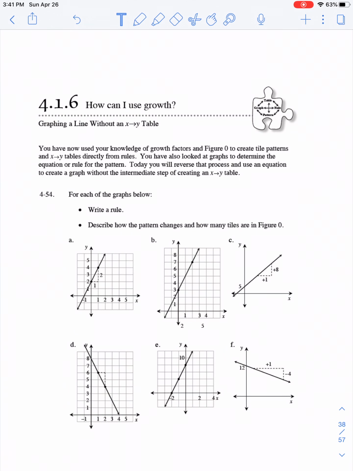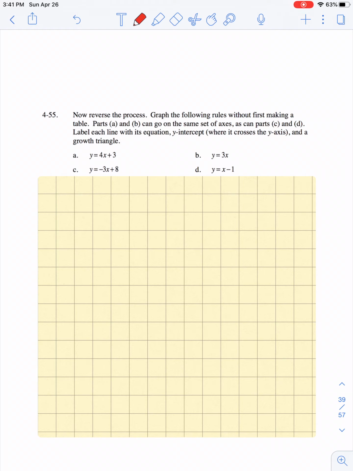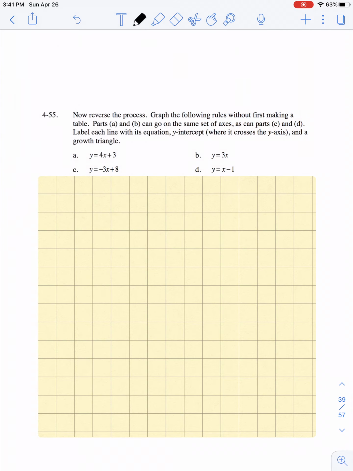All right, let's take a look at lesson 4.1.6, how can I use growth? So for 4-54, you are writing the rule for each one of these graphs. Remember that the rule is always written in y equals mx plus b. The one I actually wanted to take a look at with you was 4-55, because it's now reversing the process. It's giving you the rule and it wants you to make the graph from the rule. So I'm going to show you some shortcuts on how to graph these rules.